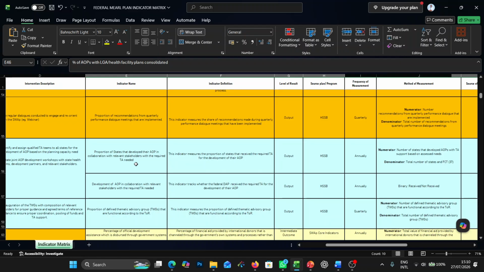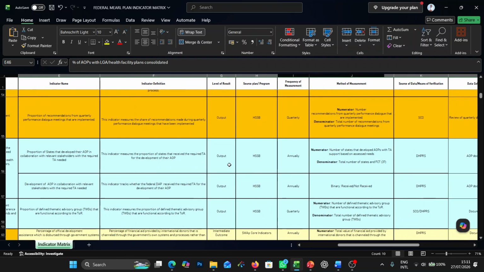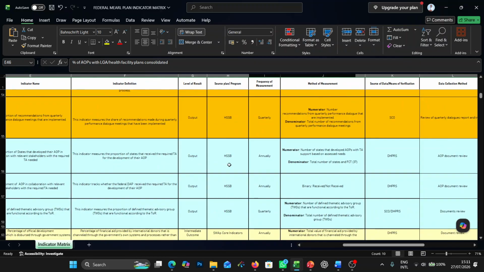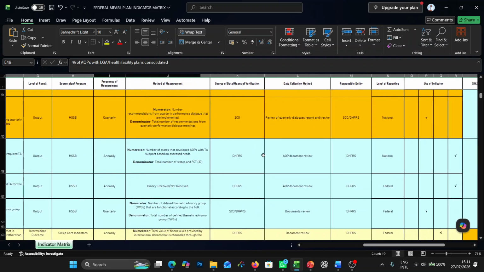But when you get to the state, what you are going to see is whether the state actually developed their AOP according to what this indicator is saying, or they did not. So theirs might be a yes or no response, while the federal MEL plan will now aggregate the number of yeses to get the number of states that have developed. So for example, if we are using this indicator, the proportion of states is being defined here. It's an output because it's mapped to an intervention. It is done annually. So this method of measurement helps the program officer or the M&E officer to know how to define this indicator and also report it.